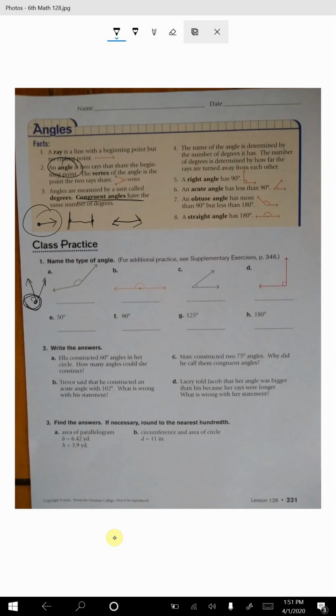We have right angles. They are 90-degree angles, and they will show you that it's 90 degrees with that little square right there. Acute angles, I always think of the word cute, they are smaller than 90 degrees, whereas obtuse are bigger than 90 degrees. A straight angle is a straight line.